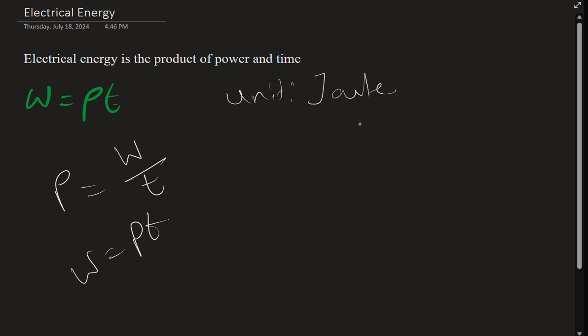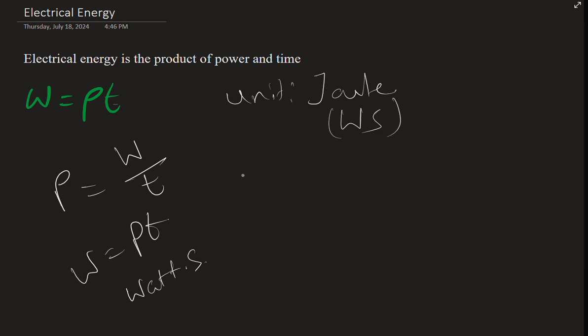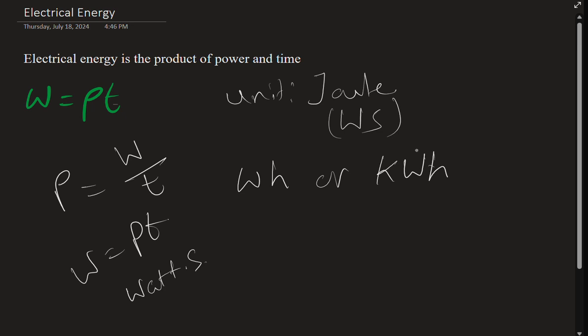Now again, what is joule exactly? We get it from here. P is watt, and T is seconds. So watt second. Joule is WS, watt second. However, this watt second is a very small value, and it's impractical to use in real world scenarios. In the real world, we use watt hours or kilowatt hours. Kilowatt hours is usually the unit by which electricity is supplied to our houses.